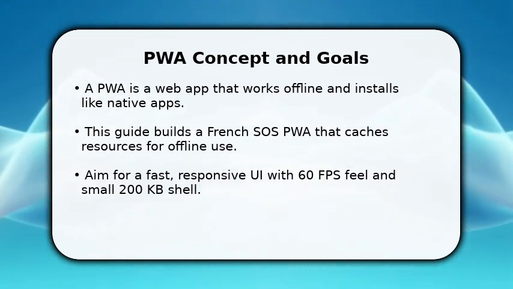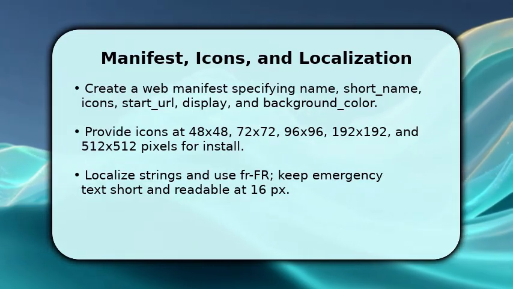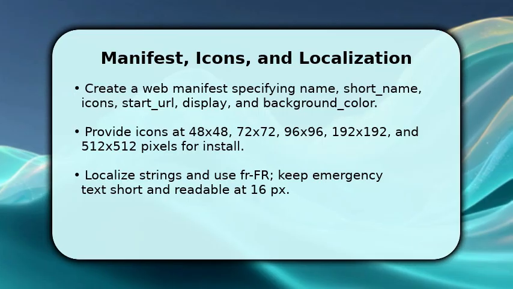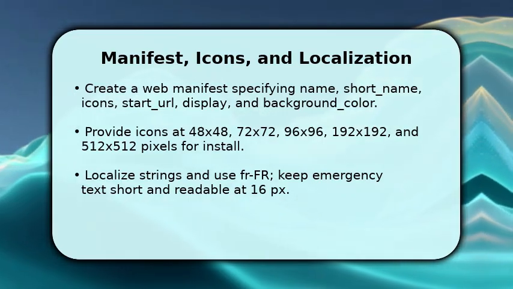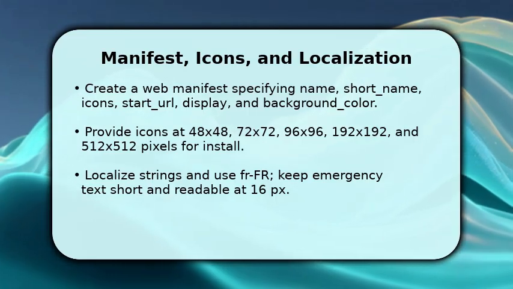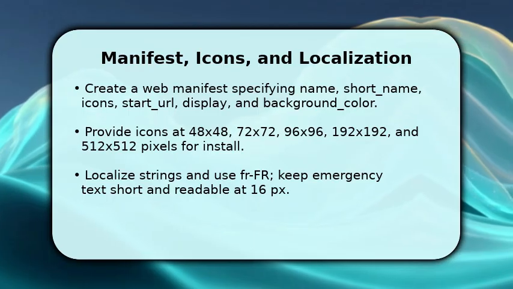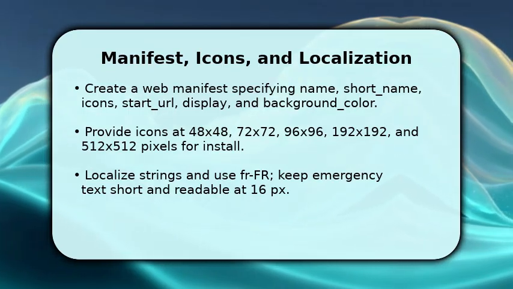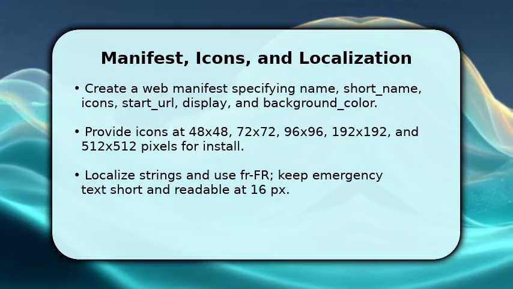Write a manifest.json that defines name, short name, start URL, display, and background color. Include icons sized 48x48, 72x72, 96x96, 192x192, and 512x512 pixels for proper installs. Set orientation to portrait and prefer related applications to false.